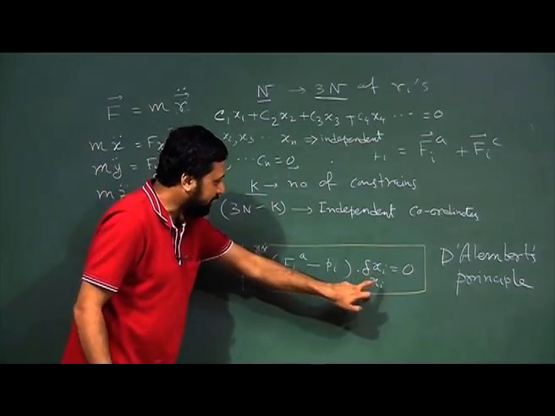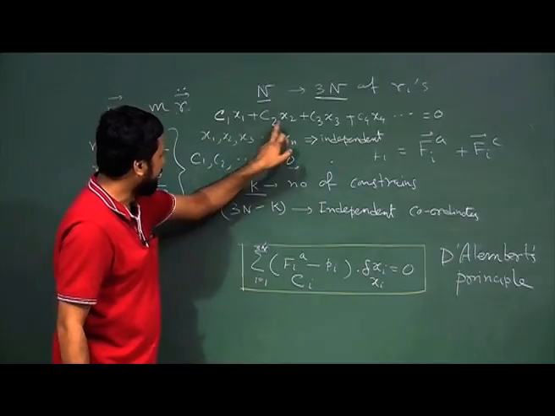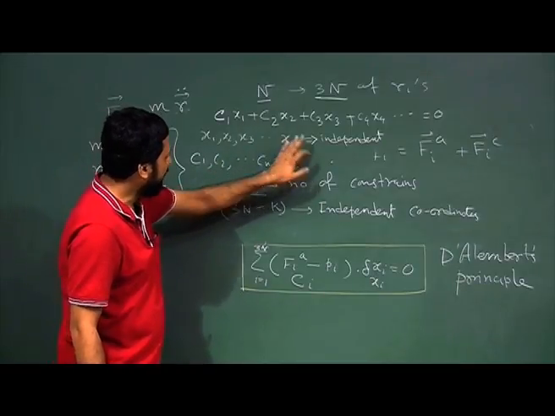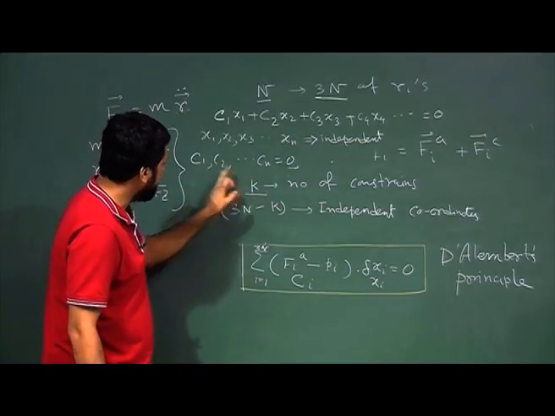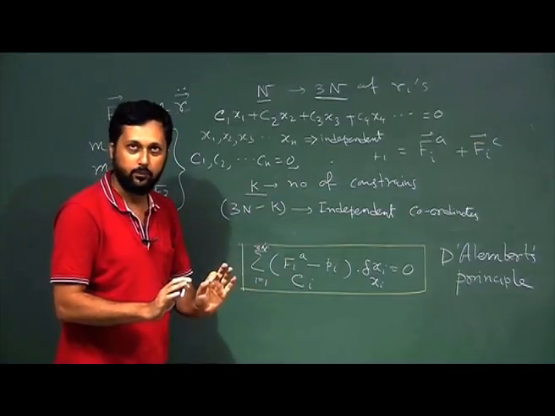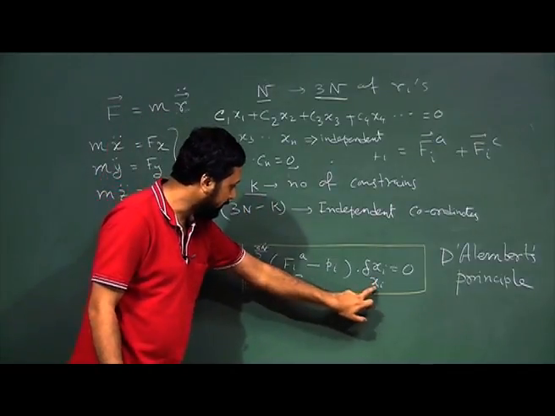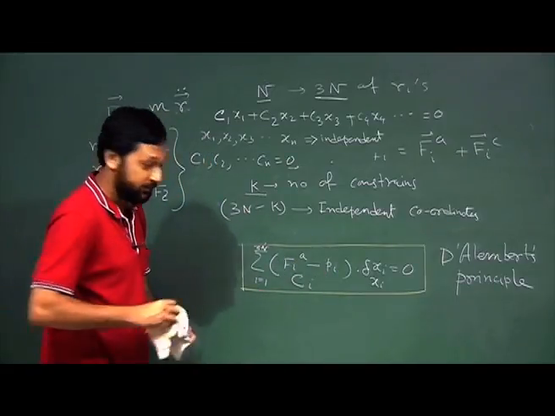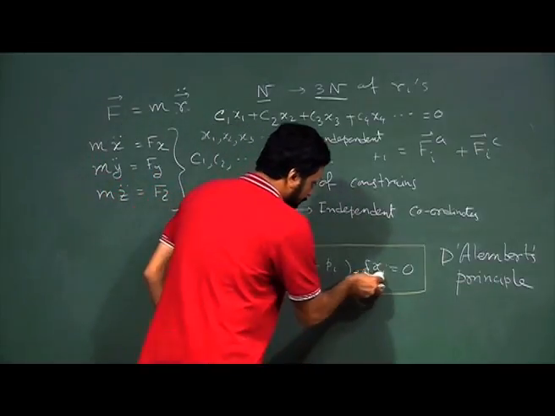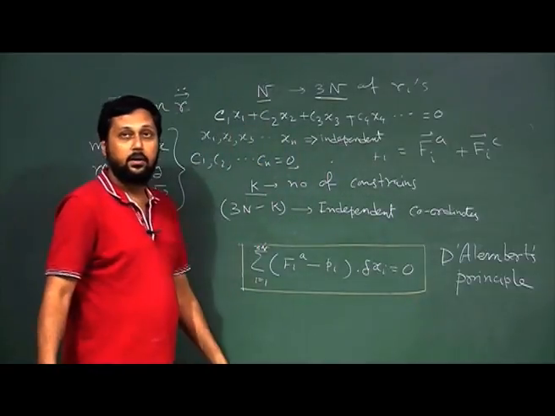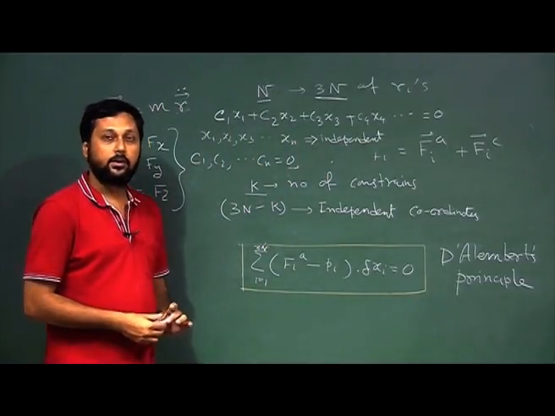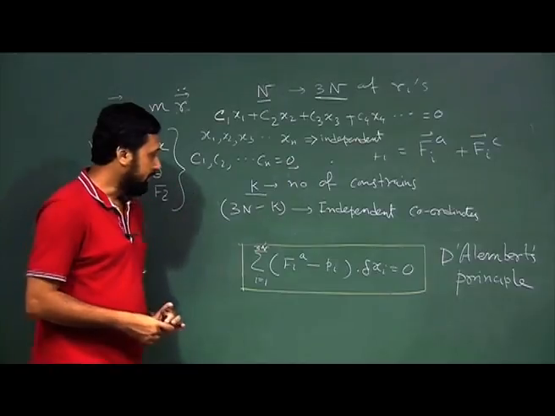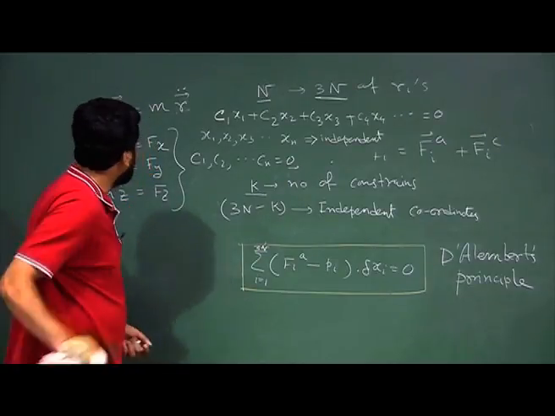Because the xi's are not independent, we cannot claim that all the ci's are individually 0. That claim holds only if they are independent. If they are not independent, we cannot say that each term is individually 0; the whole sum might be 0. So there is a problem. What do we need in order to circumvent this problem? We need something called generalized coordinates.